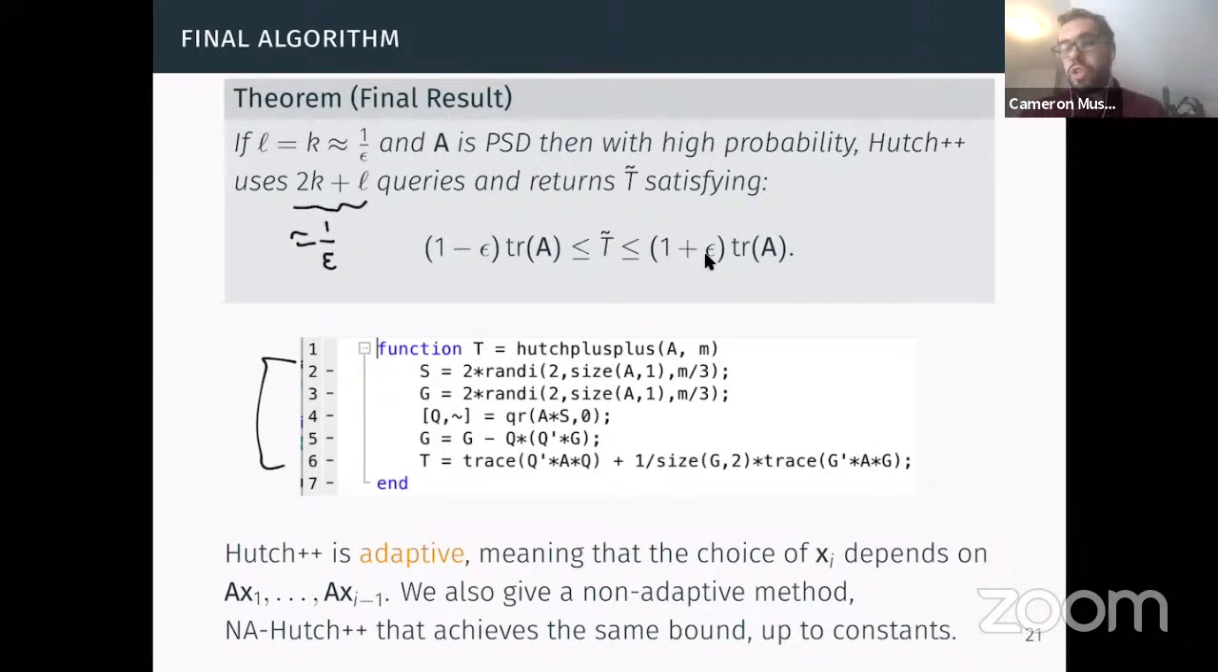But what we also show in the paper, and I'm not going to talk about it today, is that you can make this algorithm non-adaptive. There's a variant of this algorithm that achieves the same bounds up to constant factors where none of the queries depend on each other. This is advantageous, for example, if you want to make your queries in parallel. So you can make your queries all in parallel and then post-process them together. We call that method NA-Hutch++, non-adaptive Hutch++. I won't go into it here, but in the experiments, you'll see that plotted. Okay, that's the main theoretical result.